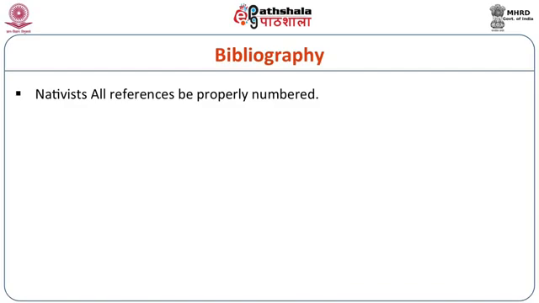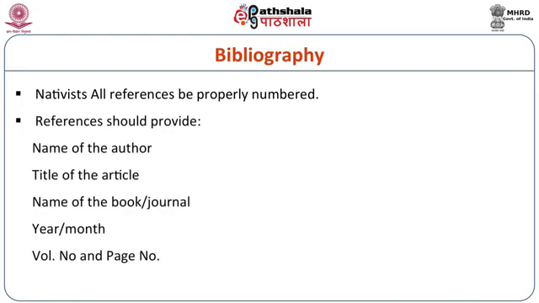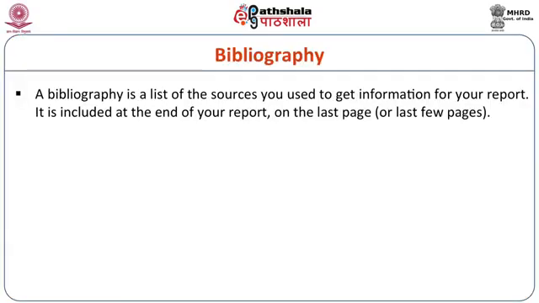All references should be properly numbered. If not numbered as 1, 2, 3, then you can use Roman numerals also. References should provide, as I told you, the name of the author, title, name of the book, year, month or volume number and page number. Now, a bibliography is different from the references. In both places you give citations, but the method of putting it is different. A bibliography is a list of the sources you use to get information for your report. It is included at the end of your report, not at the end of your chapters.